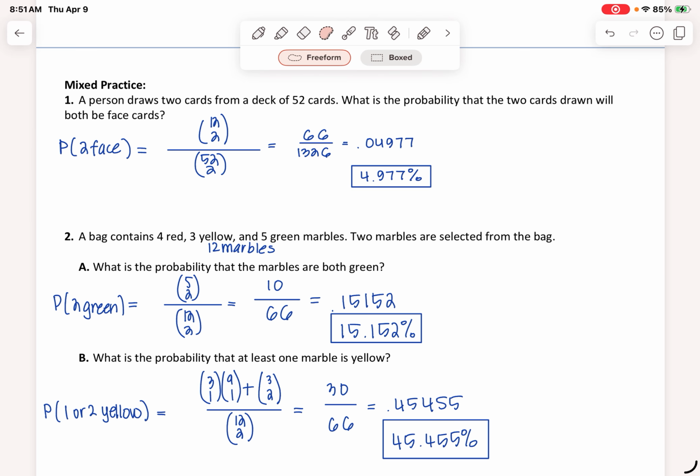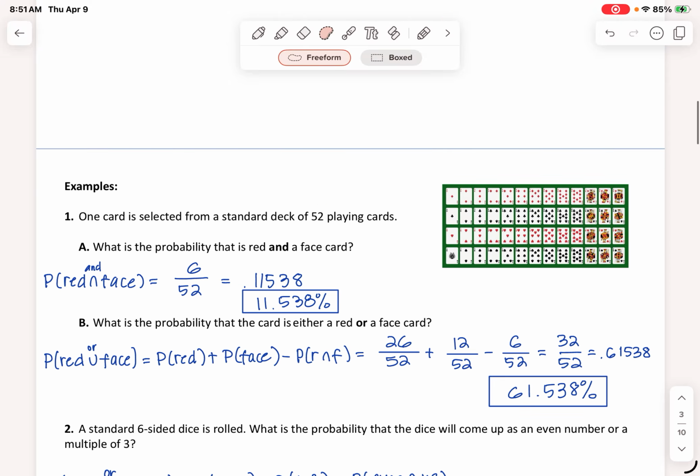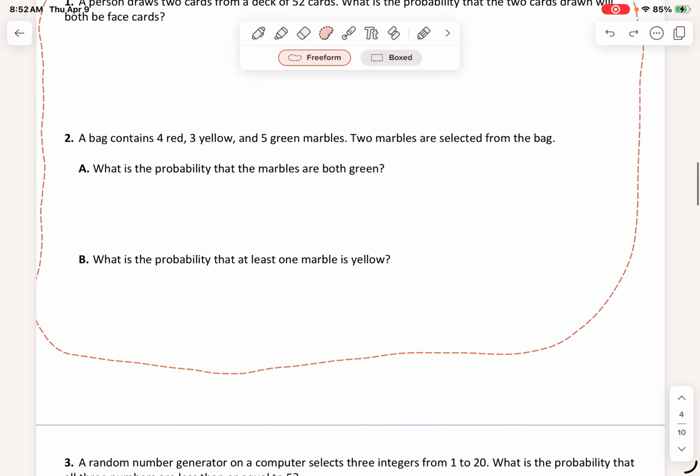This was mixed practice that isn't necessarily exactly like what we just did. It comes from the stuff that we've done in the days before. A person draws 2 cards from a deck. If I'm drawing 2 cards, I can't do my over 52. I have to do my denominator is 52, choose 2. What's the probability that the 2 cards drawn will both be face cards? If you look, face cards, there's 12 of them, and you're choosing 2. So your numerator is 12, choose 2.